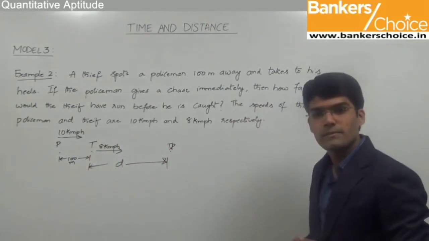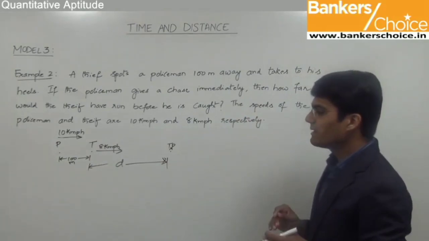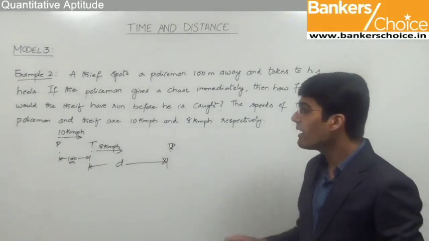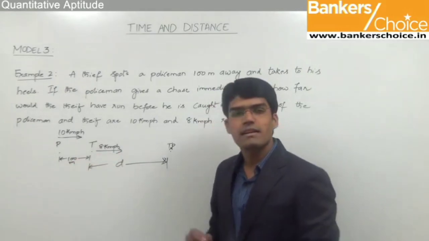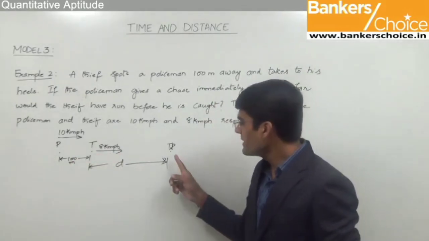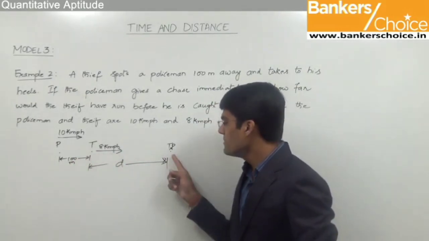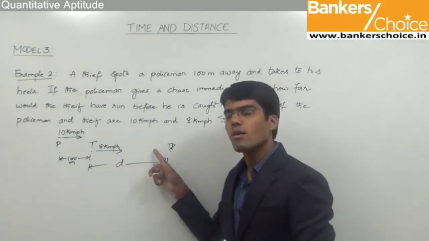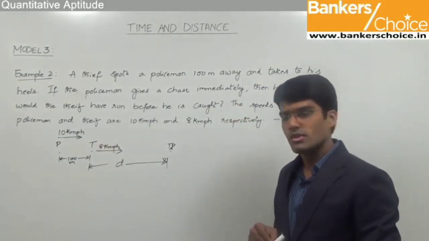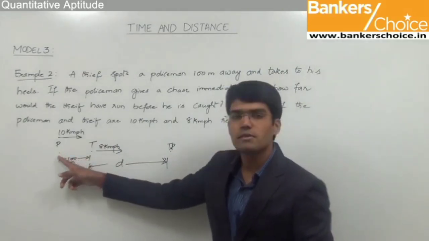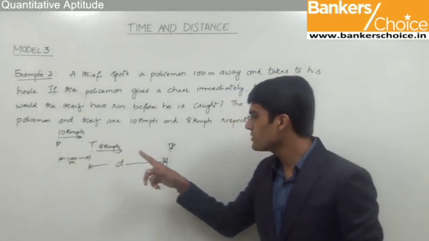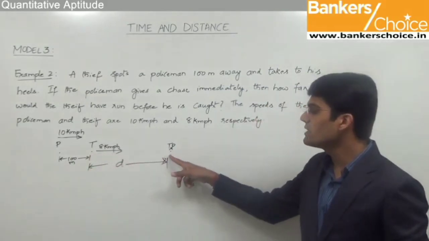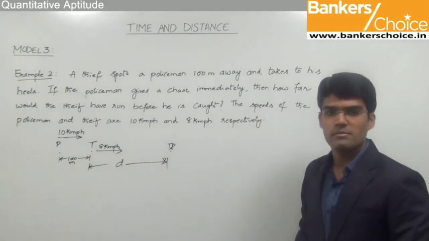Now as we can see here, the same point that we have discussed in example 1 is valid. That is nothing but both the persons have started at the same time. So whenever they meet, the time taken for them to reach the meeting point should be the same irrespective of their distances covered and their speeds. So nothing but the time taken by the policeman to reach from his initial position to the final position should be the same as the time taken by the thief to reach from his initial position to the final position.